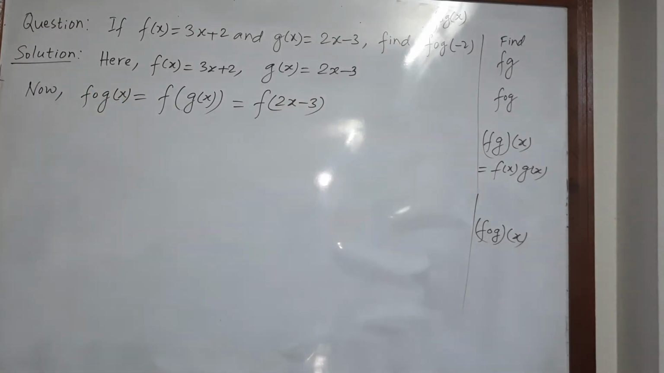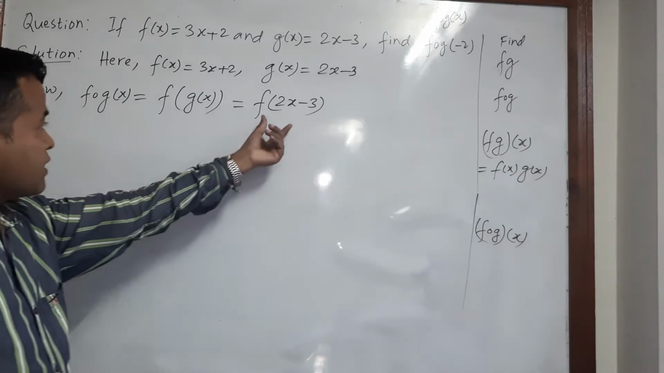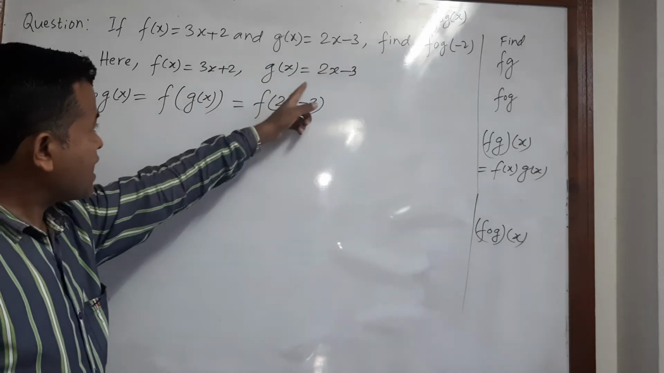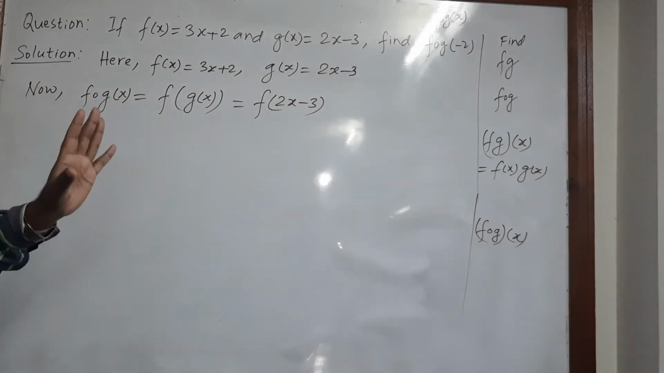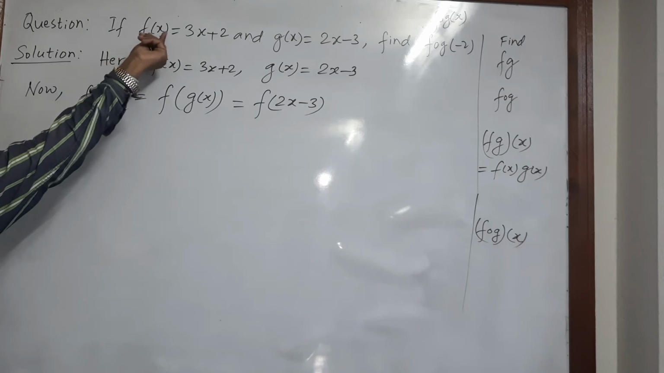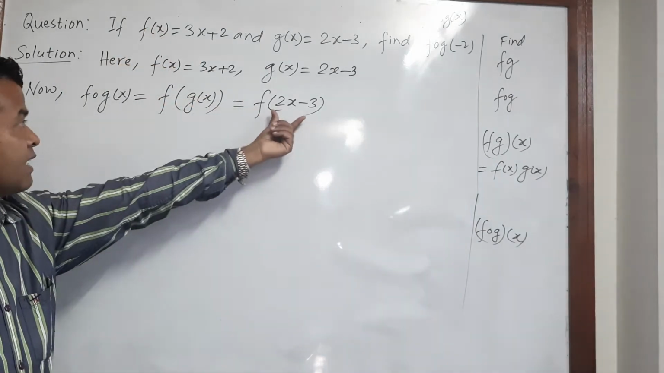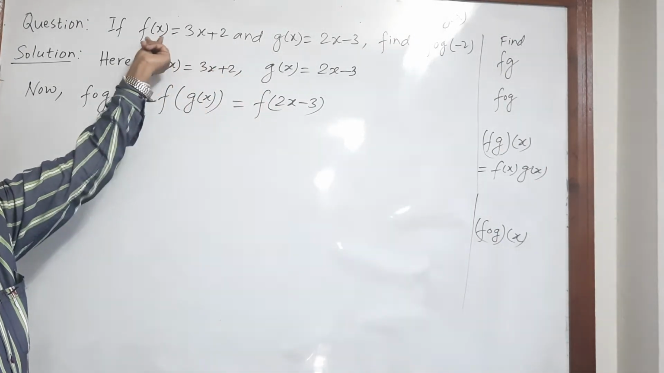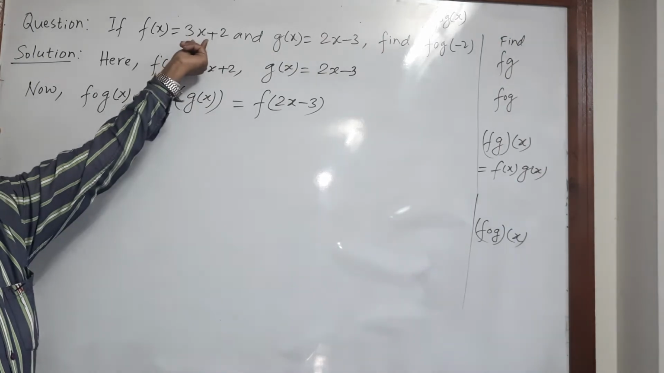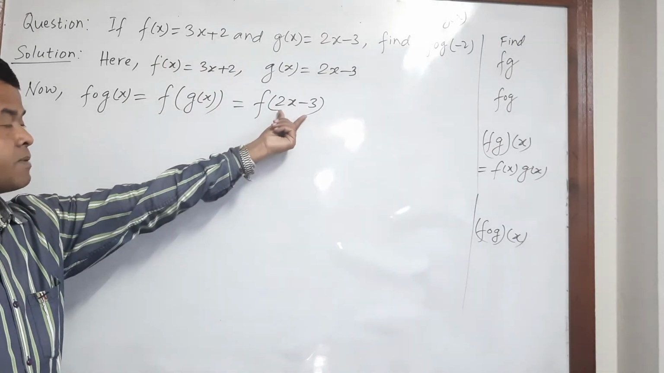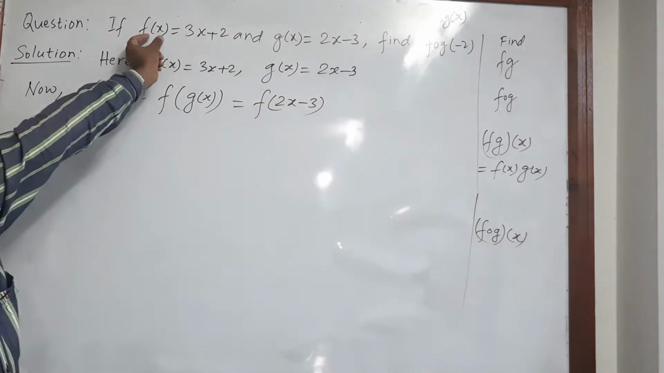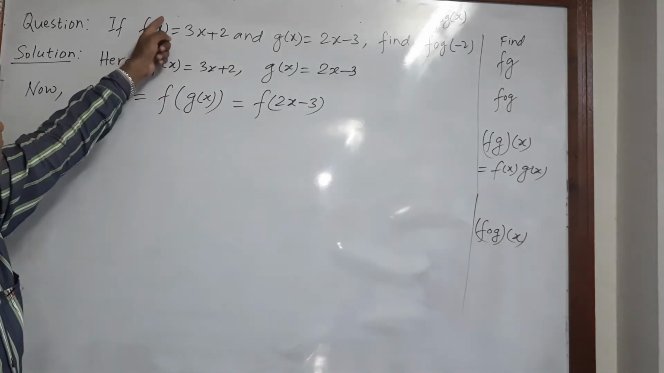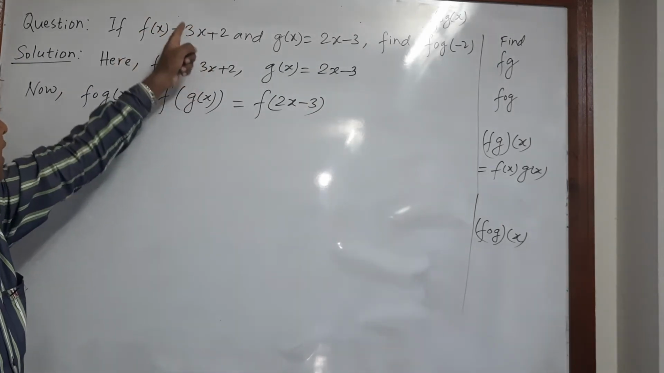After that, some students will be confused. Inside the bracket of f, we should think of that as x. This x has been replaced by 2x minus 3 on the left hand side, so on the right hand side also, this x must be replaced by 2x minus 3. What is inside the bracket is just like x, so we write 2x minus 3 here.